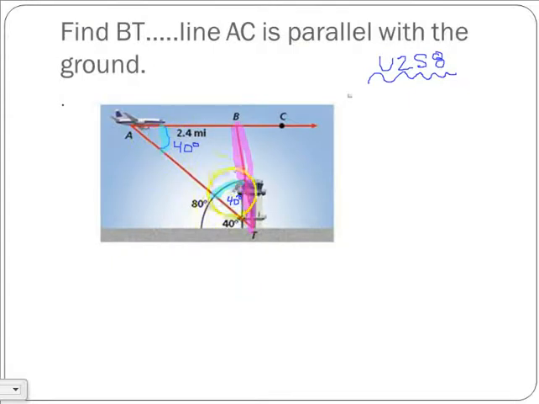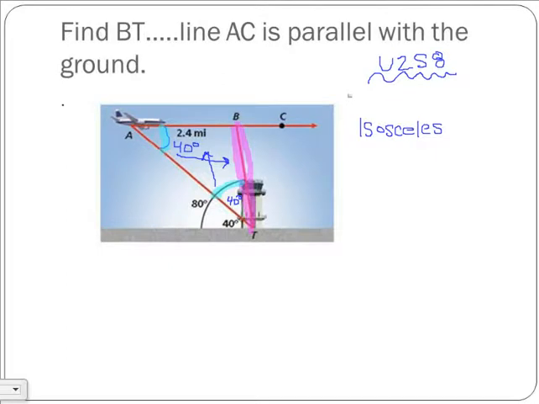So what do we know? What type of triangle has two angle measurements that are congruent? An isosceles triangle. And what do we know about the legs opposite those congruent angles? They have to be congruent.